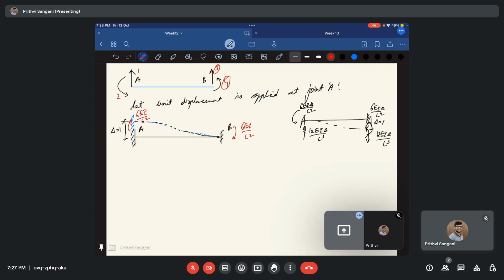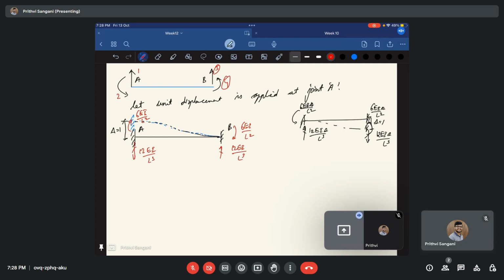You have this motion, so it should be downwards here. So 6 EI by L squared plus 6 EI by L squared, so that is 12 EI by L cube. It has to balance, so this is 12 EI by L cube. Okay, now we found out what the support reactions are. Now, how to find out the forces?